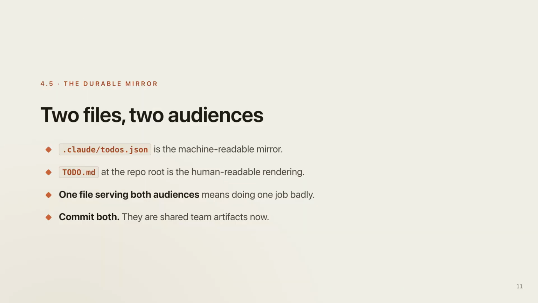The in-session task list is excellent for where are we right now. It is useless for what should I read Monday morning. For that you want a durable file in the repo, and the pattern that works keeps 2 files, one for machines and one for humans.